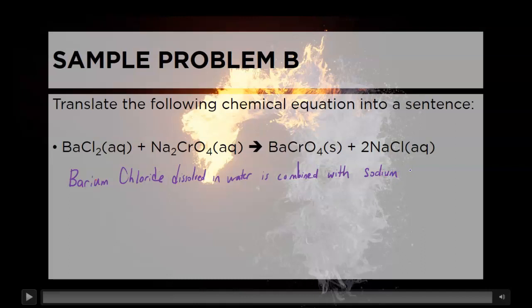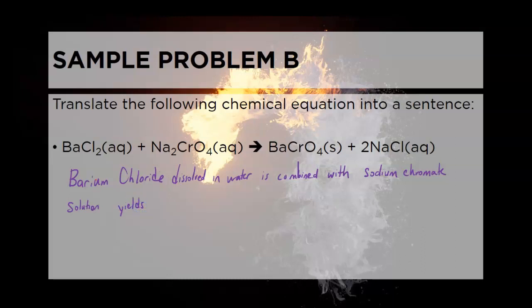What ion is that? CrO4 is chromate. So combined with chromate, sodium chromate solution yields, and then my other two compounds, you just switch the names basically, and you've got solid barium chromate, or we could say a precipitate of barium chromate, and like you said, table salt, salt water. We could say aqueous sodium chloride.